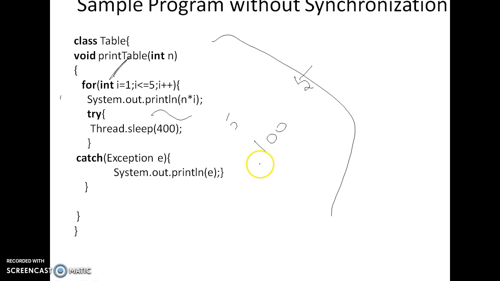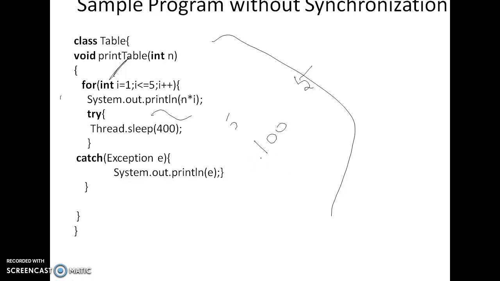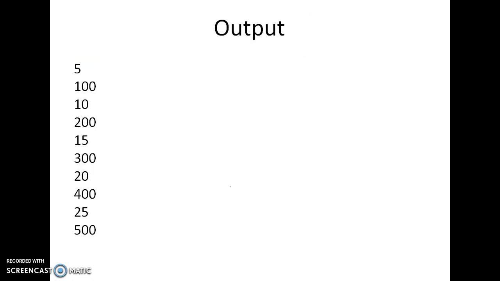So T1 runs. Inside this T1, we have printTable(5). Now the i value is 2, so 2 into 5, that is 10, will be printed. Now the thread is made to sleep for 400 milliseconds, and the other thread will be allowed. So your output will be just like this: 5, 100, 10, 200. So an interleaved situation occurs here.